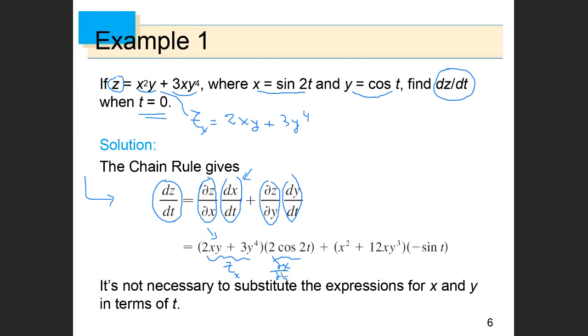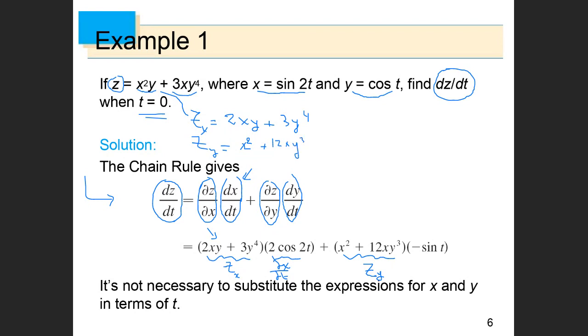Okay? So the next part, now we are talking about this guy, x squared plus 12xy cubed, as the derivative of z with respect to y. Of course, since you had here z equals x squared y plus 3xy to the power 4, z sub y, we've seen it before, is going to be equal to x squared plus 4 times 3, which is 12, xy to the power 3.